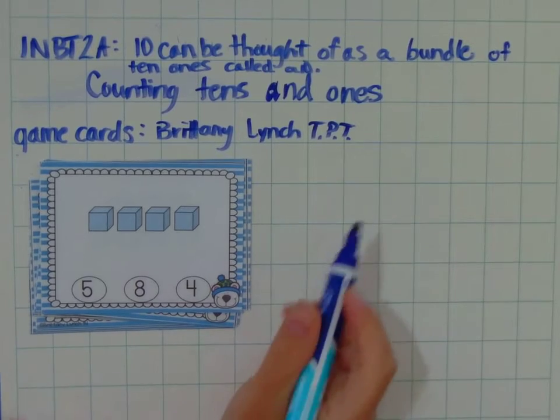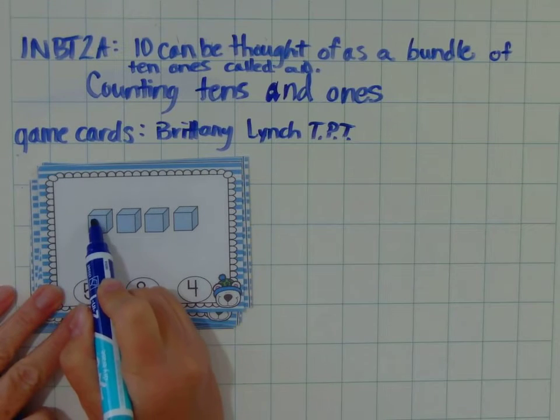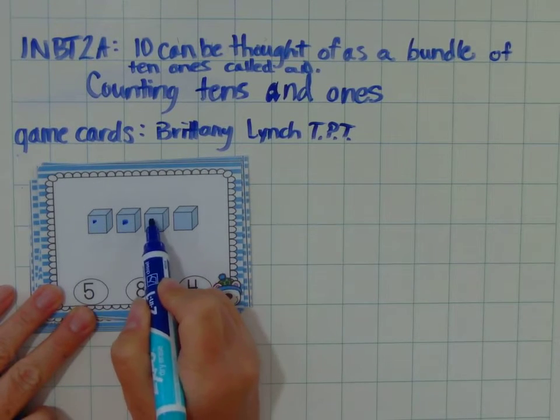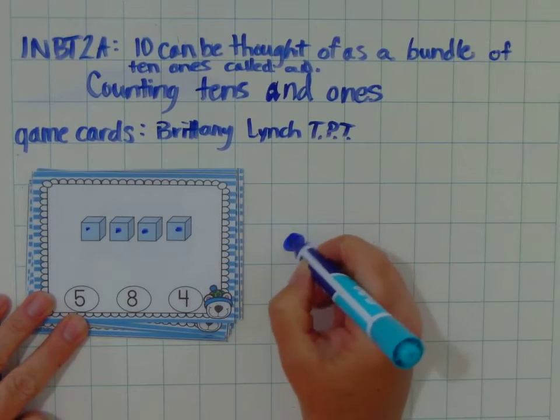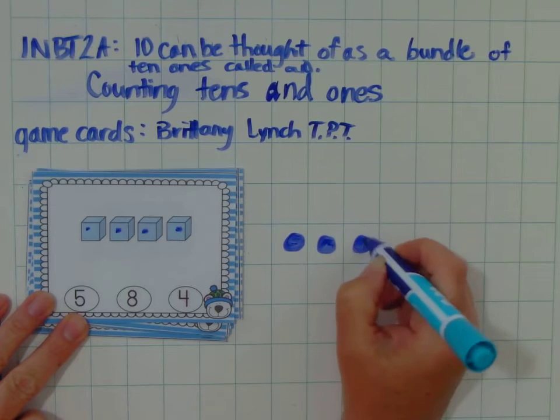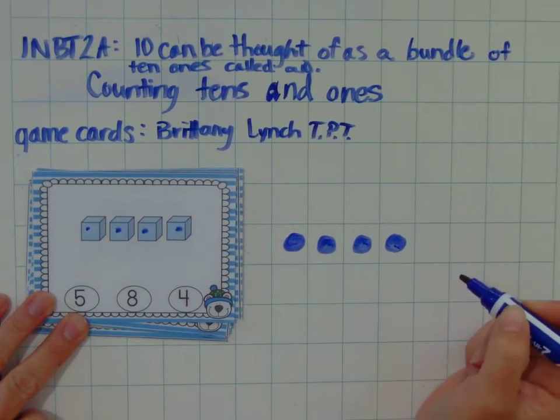Next problem, let's count the ones. 1 one, 2 ones, 3 ones, 4 ones. Let's draw them. 1 one, 2 ones, 3 ones, 4 ones. I have 4 ones.